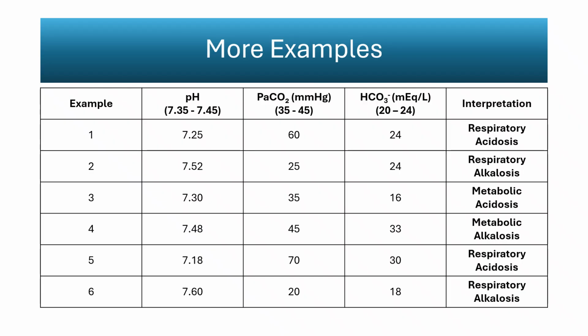The fifth example shows pH 7.18, carbon dioxide 70, and bicarbonate 30. This is a severe respiratory acidosis with partial metabolic compensation. The final example shows pH 7.60, carbon dioxide 20, and bicarbonate 18. Both pH and carbon dioxide indicate acute respiratory alkalosis with limited metabolic adjustment.